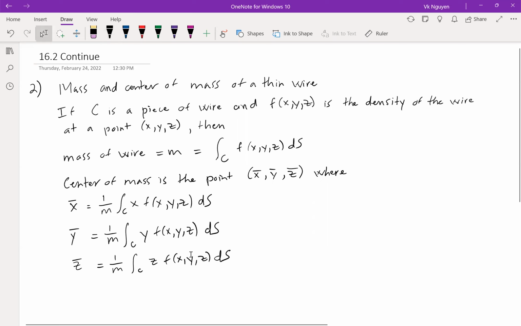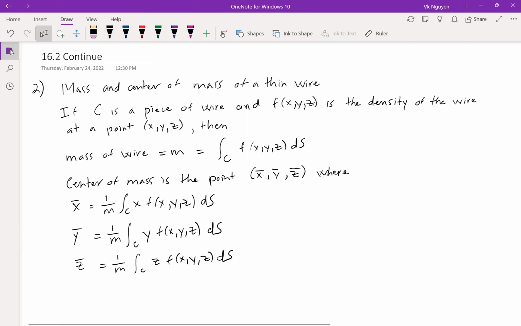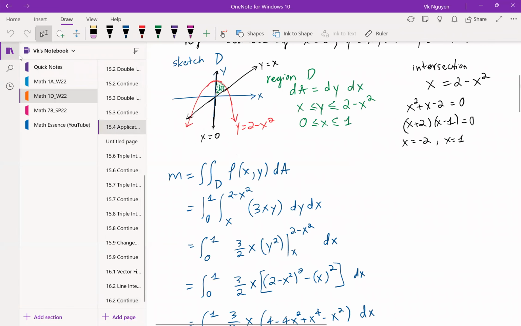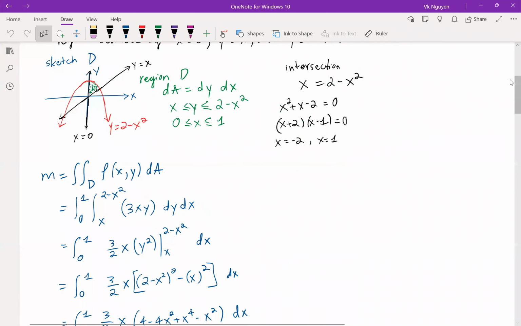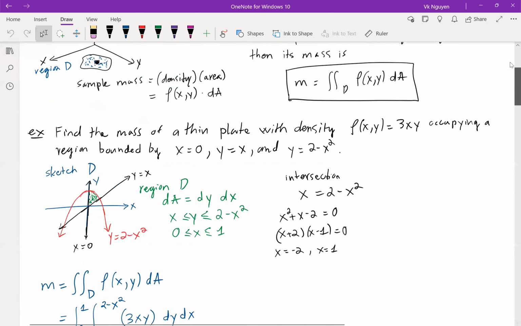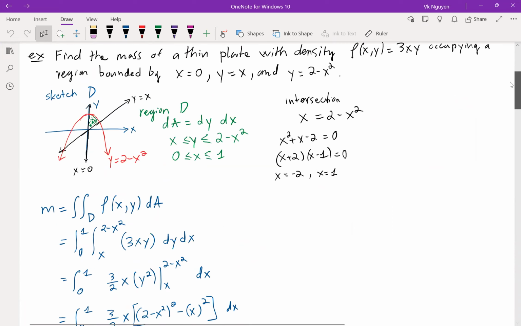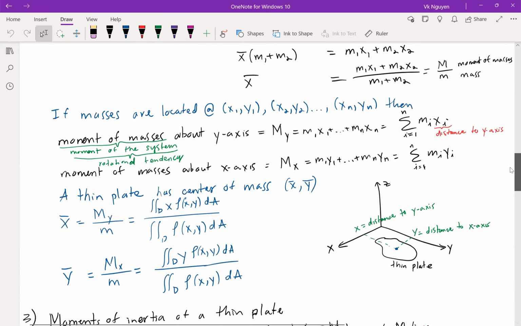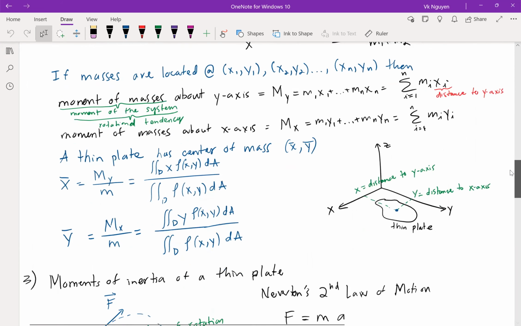Then I can find formulas very similar to this one. I remember we did it, it's for 15.4. Mass, center of mass. What's the formula? Look at this thing here. Moment of masses. It's very similar. This is the center of mass. Do pretty much the same thing.